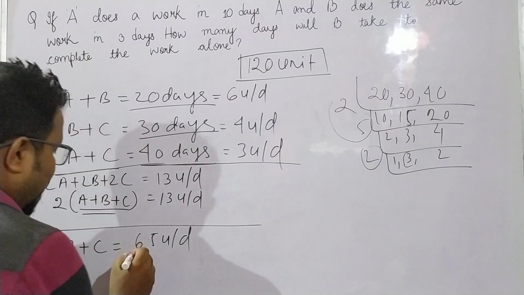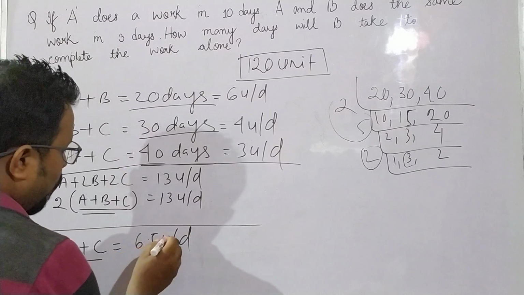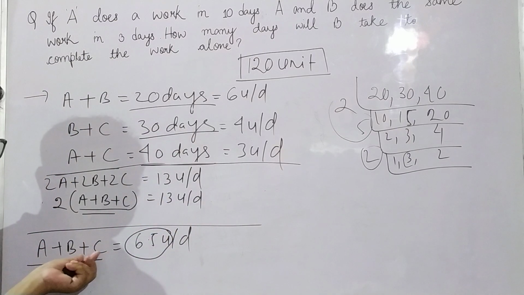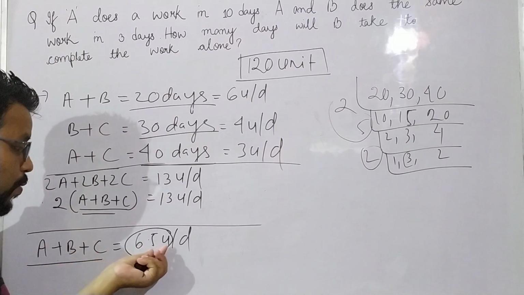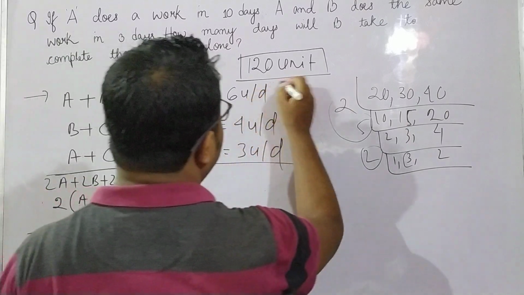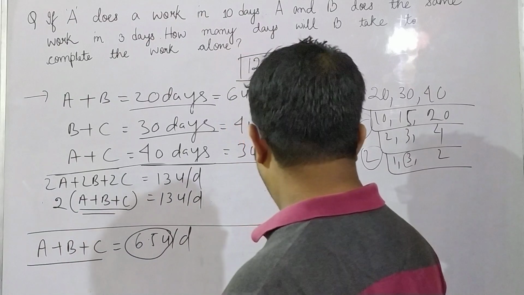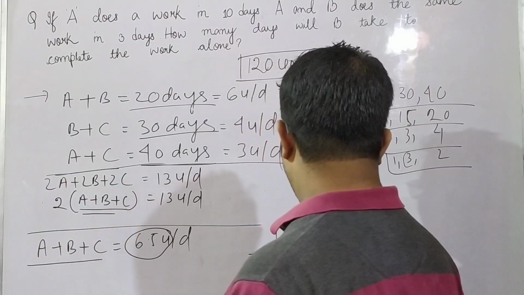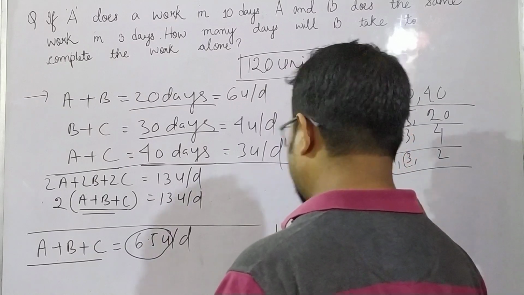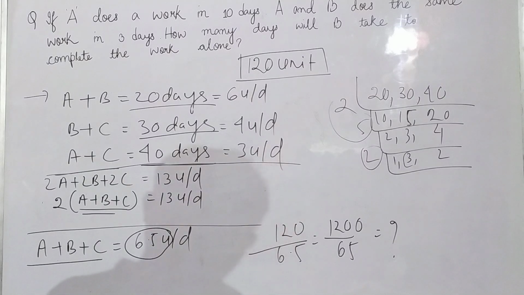So in one day A, B, C can do 6.5 unit. Okay, so in order to do 120 unit, how much time will be taken? 120 divided by 6.5, this will be the answer. Very easy.